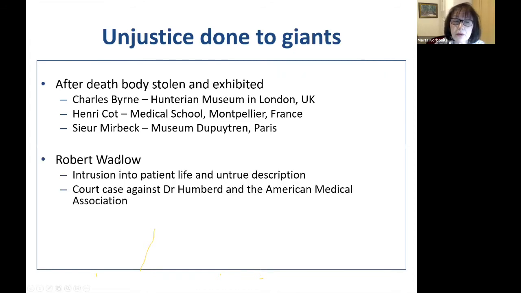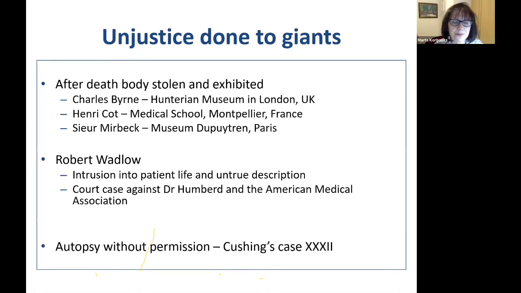Robert Wadlow, the tallest ever man, had intrusion into his life and an untrue description. And he actually started a court case against the doctor who made these accusations and the American Medical Association, where those accusations appeared in their journal. But at the time, unfortunately, we're talking about the 30s, he lost his court case. I hope it would have happened differently now. Well, hopefully it wouldn't have happened at all.